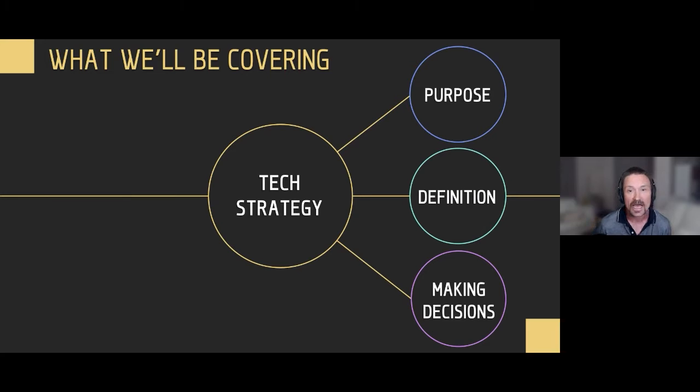We'll also look at technology strategy from three perspectives. Firstly, we'll explore what it is, its purpose, and how it relates to business strategy. With this base level of understanding, we'll then explore an approach for defining, communicating, and evolving a technology strategy. And finally, we'll look at one of the most important aspects of a technology strategy, and that's the decisions and the actions that underpin it.